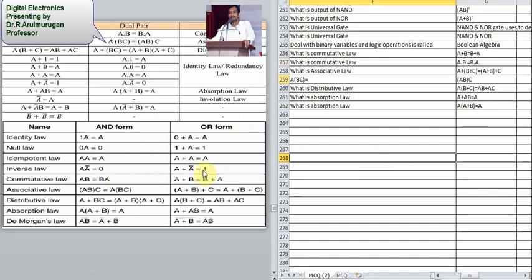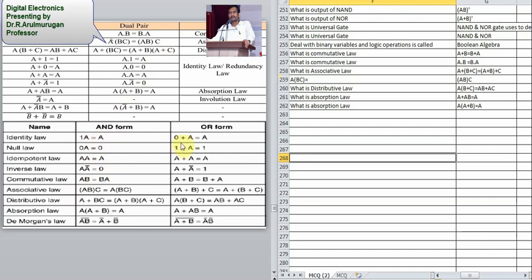This is the AND gate, this is the OR gate. The same is implemented here. 1 into A is A. 0 into anything is 0. A into A bar is equal to 0. Whatever we have written, that is written here.